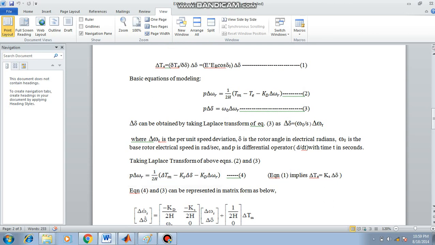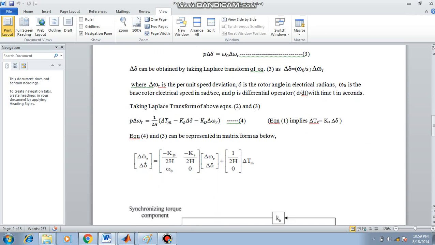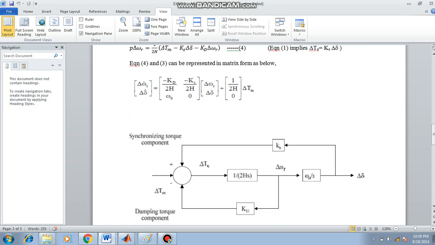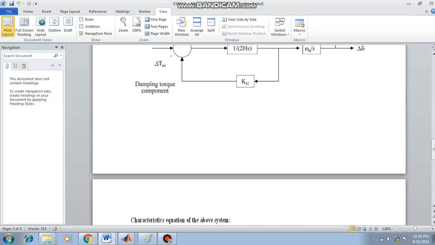See, equation 4, again I am taking the Laplace transform. So these are the explanations I have given here. From this we can get the matrix format, and from these equations a diagram has been drawn. This is the block diagram representation of the small signal analysis of single machine infinite bus system using classical model.